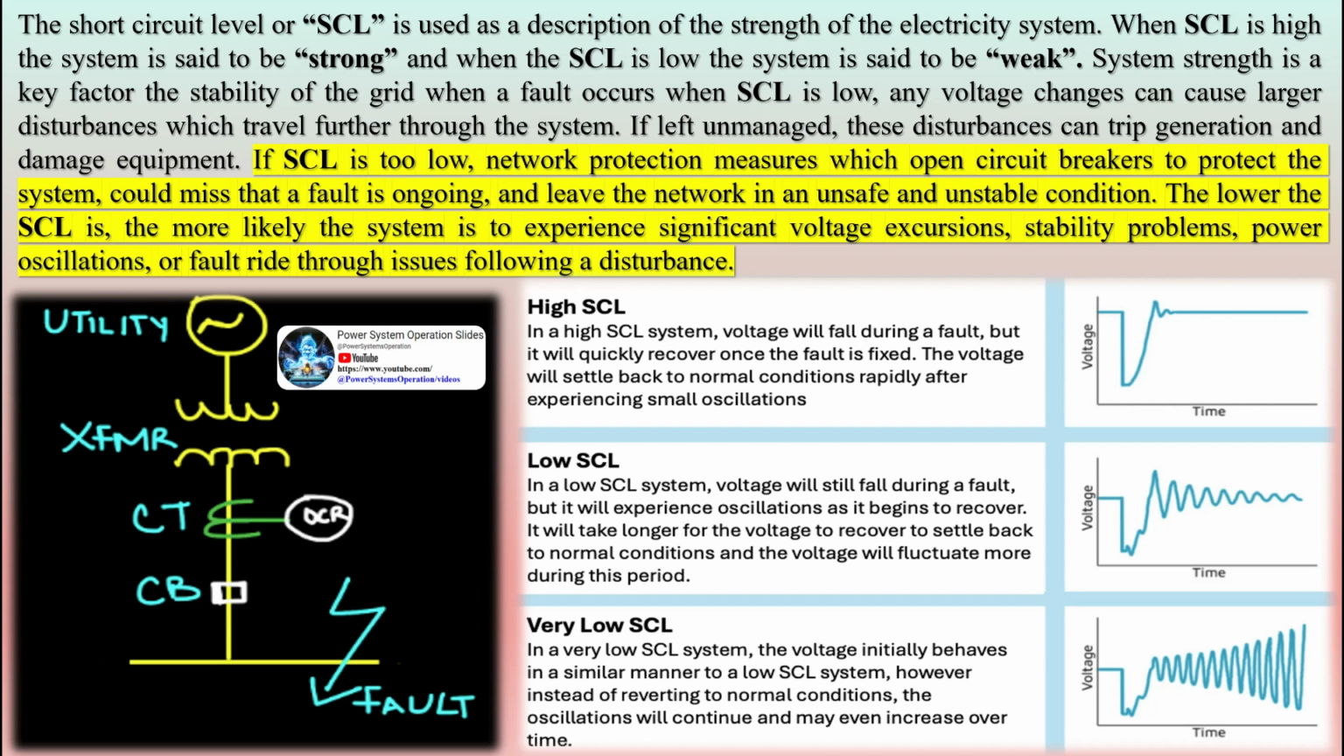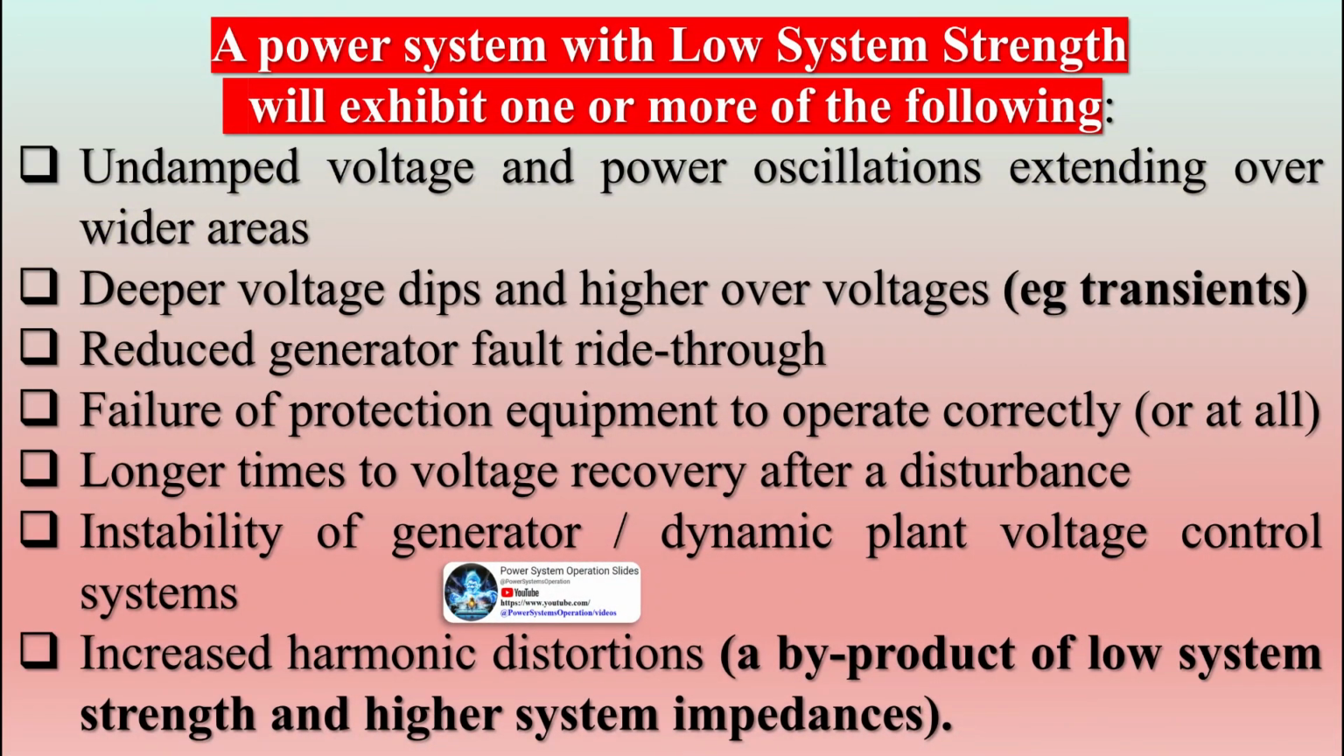When SCL is low, any voltage changes can cause larger disturbances which travel further through the system. If left unmanaged, these disturbances can trip generation and damage equipment. If SCL is too low, network protection measures, which open circuit breakers to protect the system, could miss that a fault is ongoing and leave the network in an unsafe and unstable condition. The lower the SCL is, the more likely the system is to experience significant voltage excursions, stability problems, power oscillations, or fault ride-through issues following a disturbance.